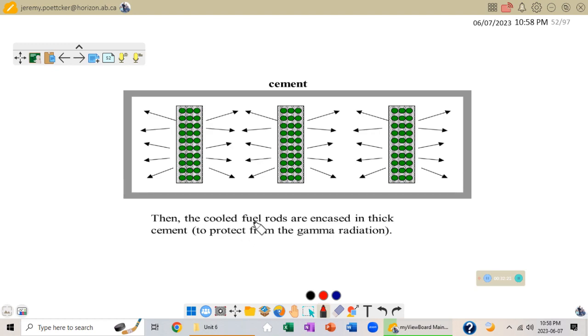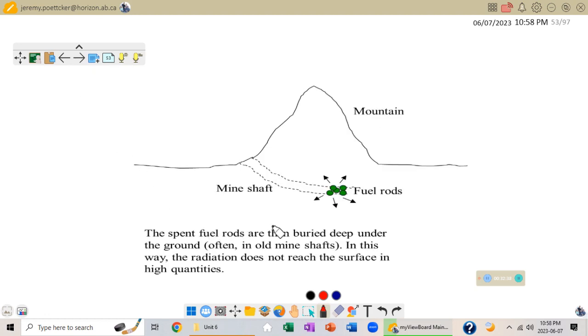Finally, we put the cooled fuel rods in thick cement, thick enough to protect everybody around us from gamma radiation. So they're now no longer emitting that gamma radiation. It's all stuck inside the cement, which will block it. And then we often bury them deep underground, in old mine shafts. And in this way, radiation doesn't reach the surface in high quantities.